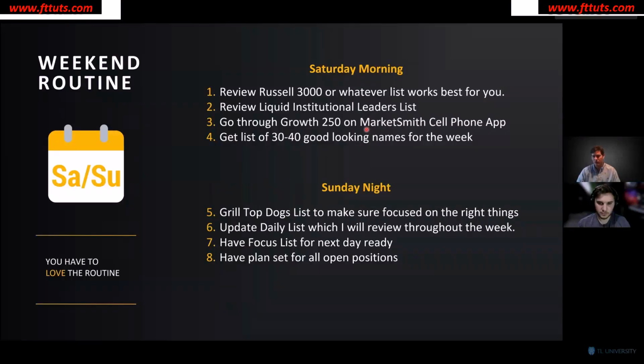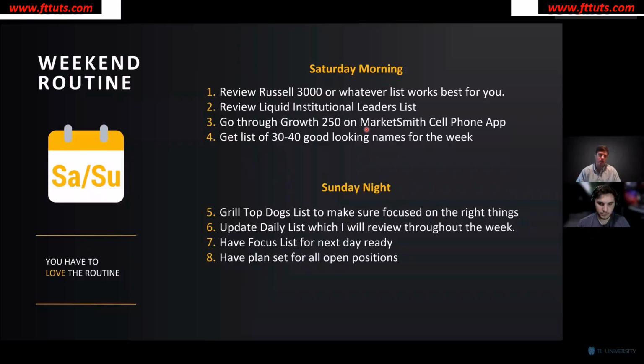And then Sunday night for me, it's almost like any other weeknight, because it's the night before Monday, which is a trading day. But I am really grilling the top dogs list to make sure that I'm focused on the right things, and I'm trying to make sure that that's up to date. I'm almost trying to challenge the list a little bit for myself. Like, hey, this is a good name. Is it really a top dog? I think X name is better or something like that.